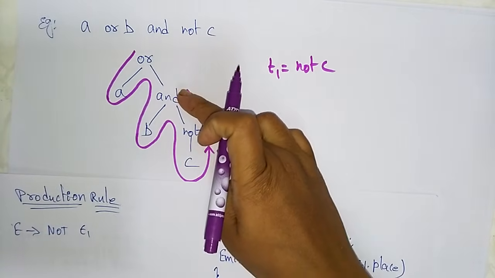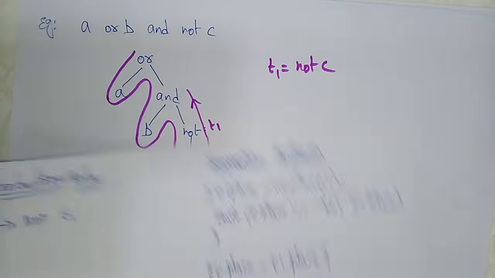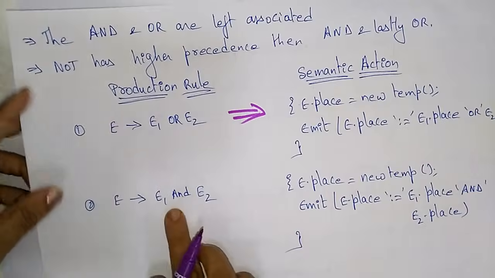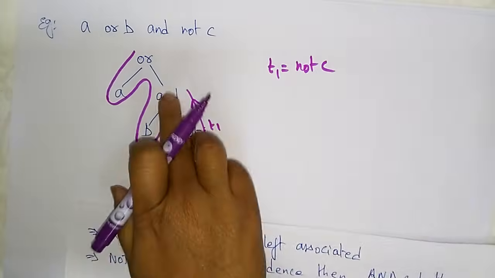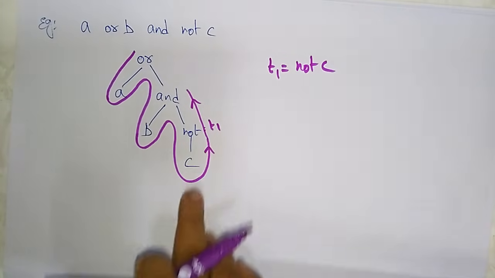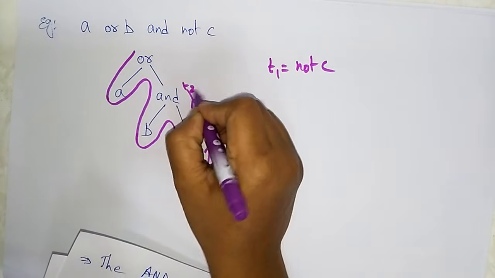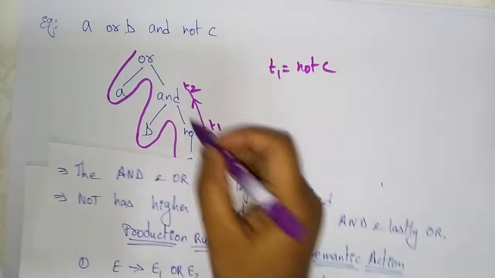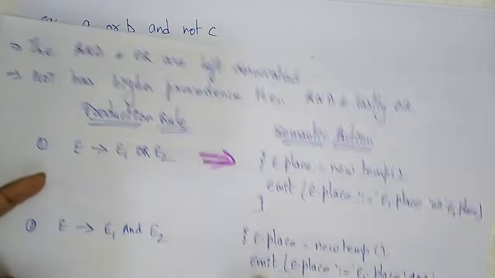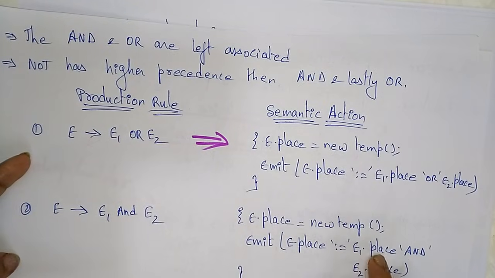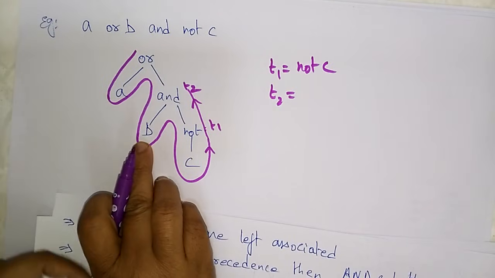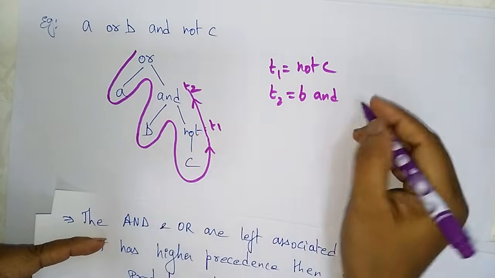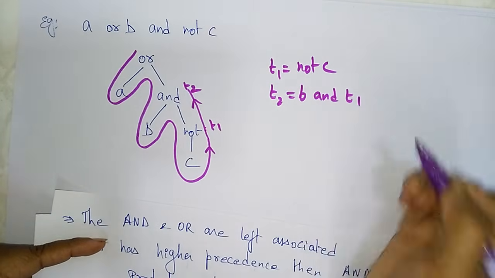Now again coming to here, the reduction is there. B and T1. So what is the production? B and E and E2. So B and T1. Let's take this T2. For this production, what is the action? E dot place is equal to new temp. So let's take the temporary variable T2. And for that you have to emit E dot place is equal to E1 dot place and E2 dot place. So what is the E1 dot place? B. And what is the E2 dot place? That is T1.